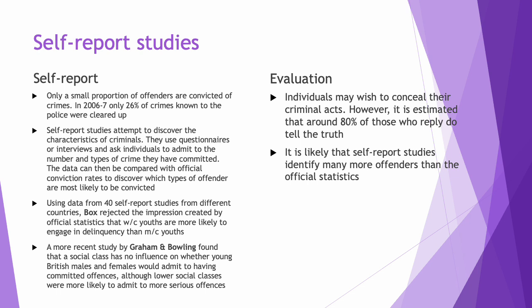Using data from 40 self-report studies from different countries, Box rejected the impression created by official statistics that working class youths are more likely to engage in delinquency than middle class youths. A more recent study by Graham and Bowling found that social class has no influence on whether young British males and females would admit to having committed offences, although lower social classes were more likely to admit the more serious offences.